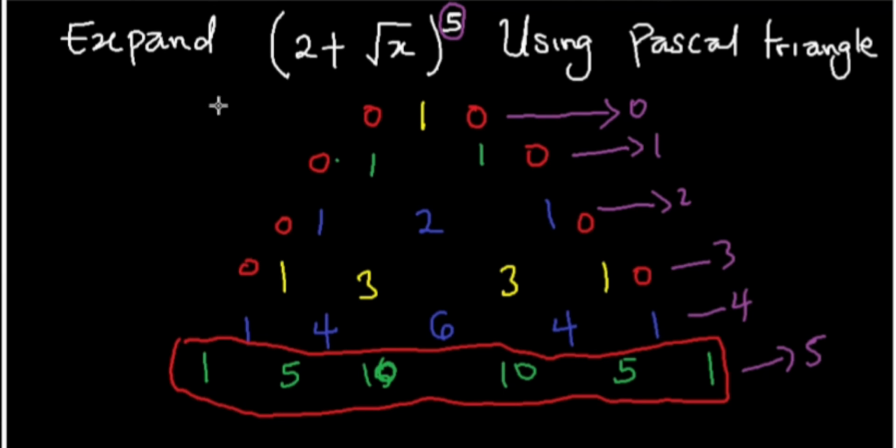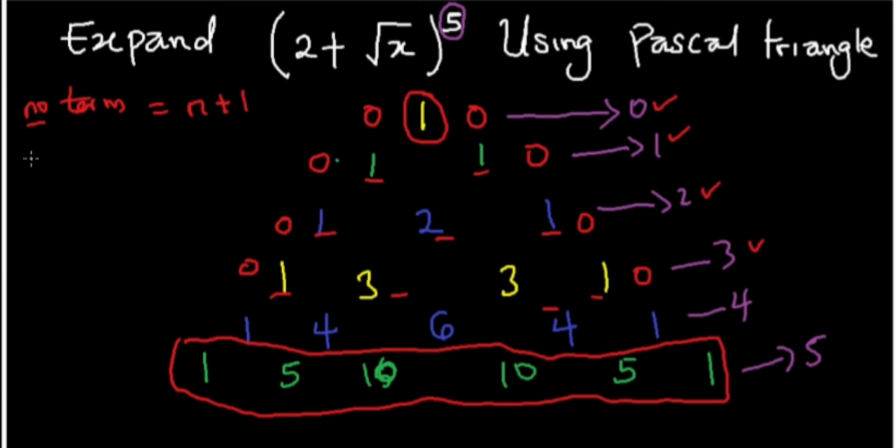And mind you, if you notice something here: with the power of 0, I have just one term. Power of 1, I have 2 terms. Power of 2, I have 3 terms. Power of 3, I'm having 4 terms. Power of 4, I'm having 5. Power of 5, I have 6. That means whatever power you have, the number of terms is equal to n plus 1.